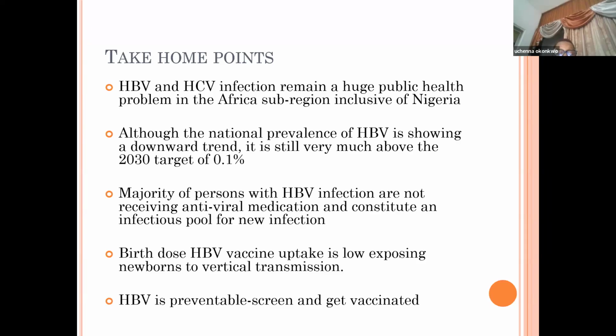The uptake of the hepatitis B birth dose vaccine is still very low. And so vertical transmission and horizontal transmission amongst children is really the key problem where you have hyperendemicity, because children get infected, 90% of them progress to chronic hepatitis, and they remain asymptomatic for a very long time. Hepatitis B virus is preventable. It is vaccine preventable. Everybody should screen and get vaccinated.